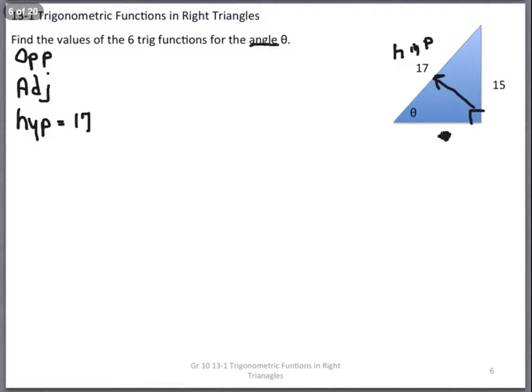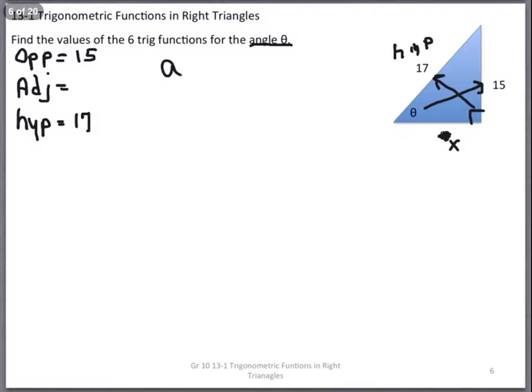Our focused angle is theta, so here's theta. What's opposite theta is 15, but I don't know the adjacent. This value right here is what I don't know at this point, so that I can find my 6 trig values. So we need to do the Pythagorean theorem.